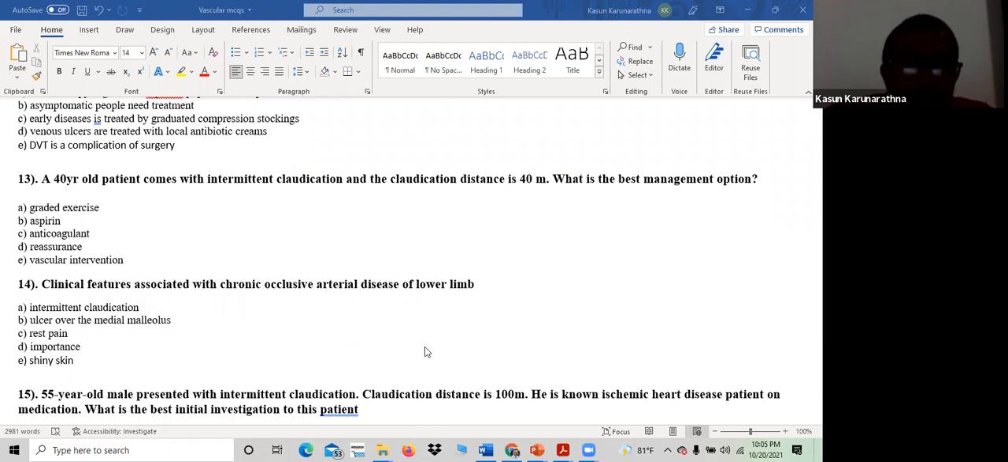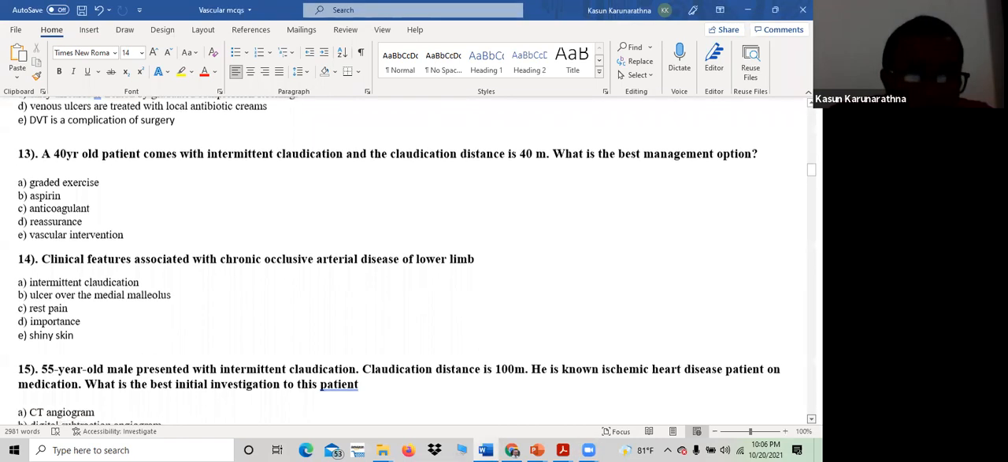Impotence, it is important. You get impotence in which condition? What is the syndrome? You get absent distal pulses, intermittent claudication, and impotence. What is that syndrome called? Yes, Leriche syndrome. That is again a feature of peripheral vascular disease of the lower limb. Then shiny skin. Yes, again due to atrophied ischemic skin. Right. Okay. Then question number 15.